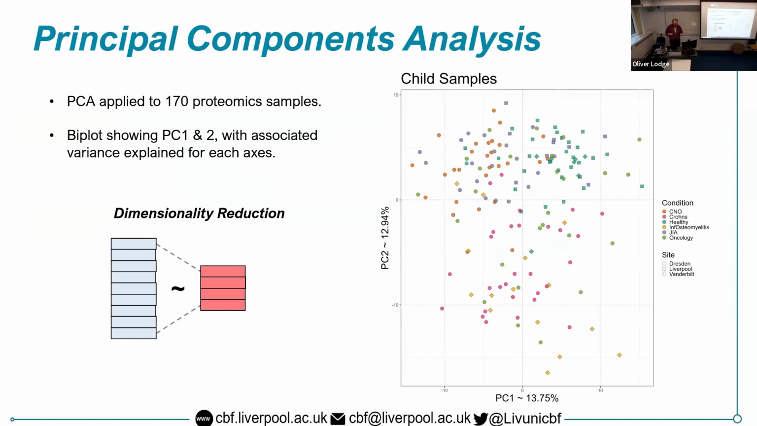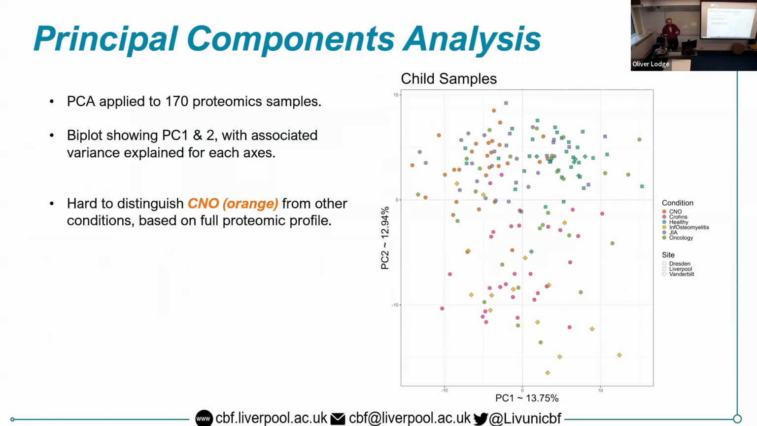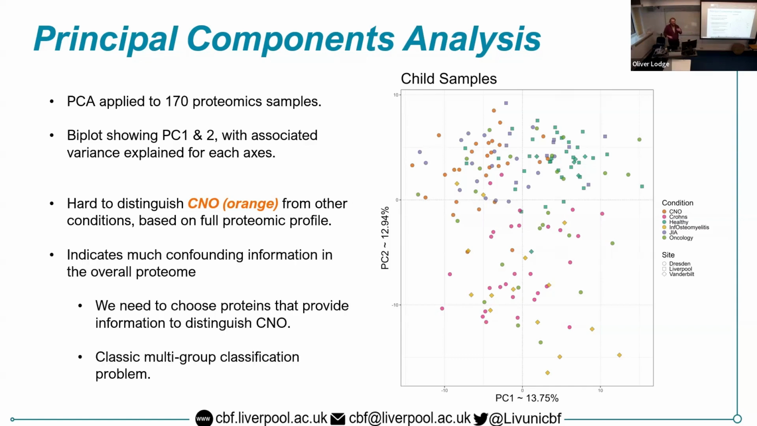The main thing to see here is that it's quite hard to separate the different conditions based on these proteins alone. So you'll see the orange ones there are quite interdispersed with the different subsets of the data. So it's the healthy ones in green, some of the pink ones, the Crohn's, and also the oncology patients quite interdispersed. This indicates that there's a lot of confounding or at least redundant information going on there that's masking the signal that we're interested in distinguishing between these samples. So this is a classic multi-group classification problem that we're trying to do here.